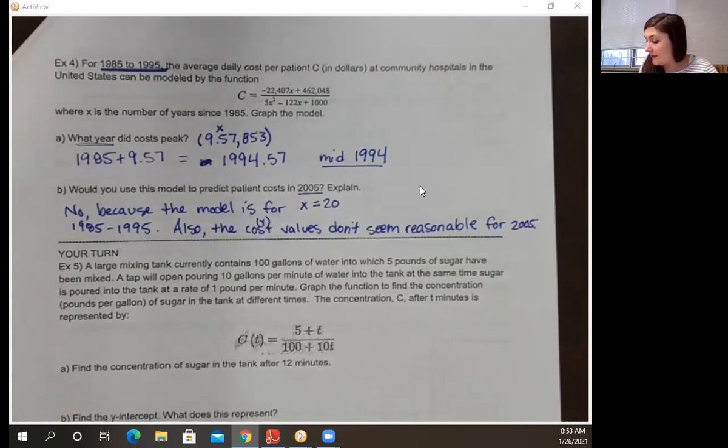There is one more example for you to try. So you hopefully paused your video and tried example 3. If not, go ahead and try example 3 now and also try example 5. And that's the end of our notes for today.